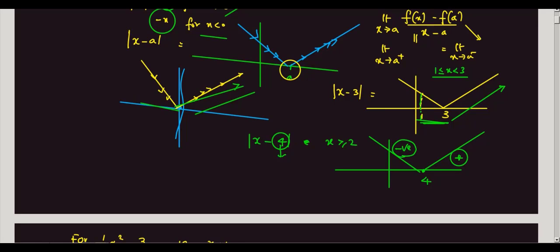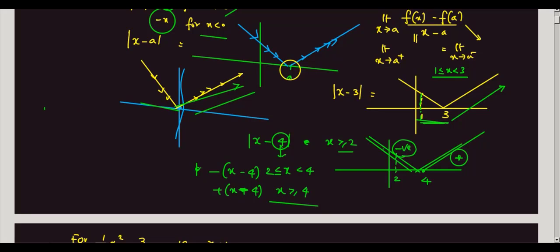Below this point you have a negative slope and above it a positive slope, but the function starts from 2. So I can represent this as minus of (x minus 4) for x less than or equal to 4, and plus of (x minus 4) for x greater than or equal to 4. I think you understand the representation now, so whatever mod function is given, you will be ready to write it.